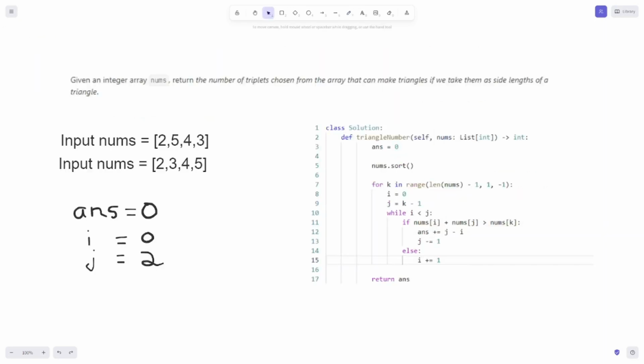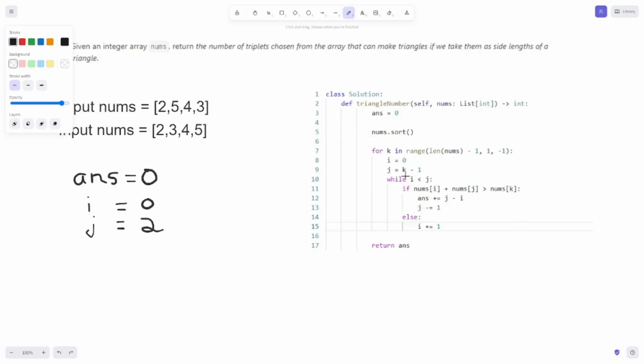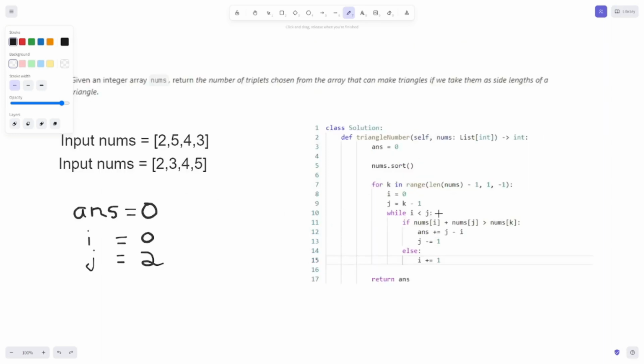Okay, same concept, but next example. We have input nums 2, 5, 4, 3, and so we sort them. nums.sort is 2, 3, 4, 5. So we do the same thing for k in range length minus 1 down to 1, subtracting 1 each time, so we start at index 3. i is equal to 0, j is equal to k minus 1, so 3 minus 1 is 2.